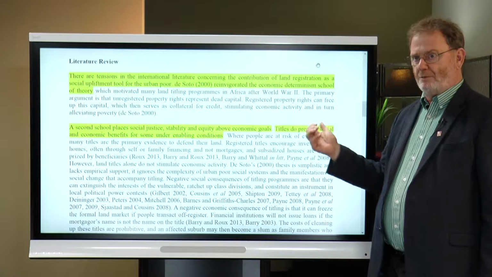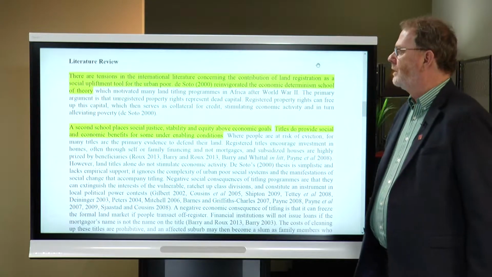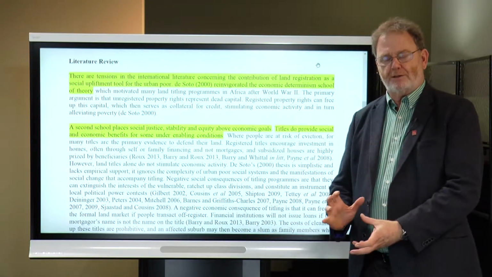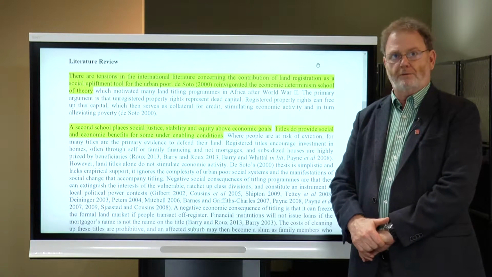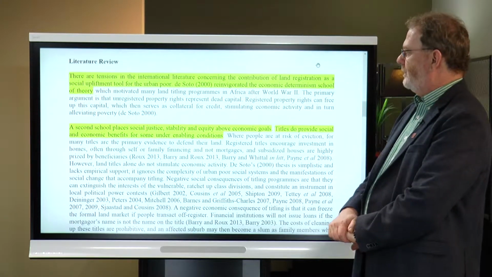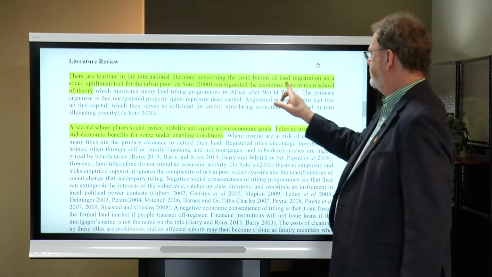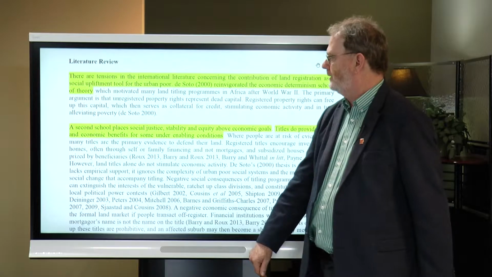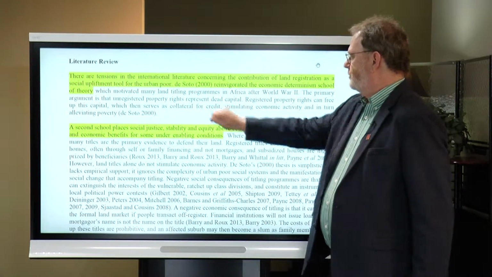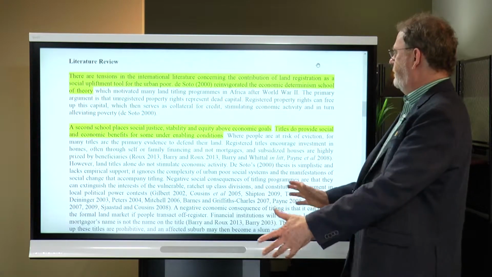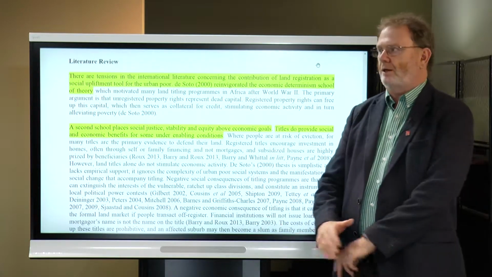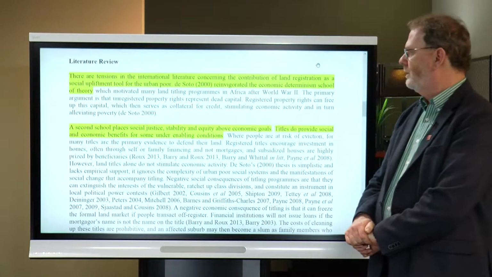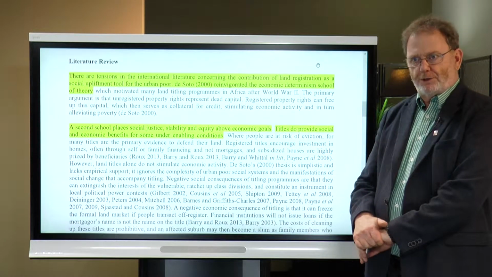Then we want to see what comes out of this, what's the meat to it. So the other thing we would like to see in a literature review are what are the different perspectives of this problem context that you're looking at. So what I've written here, there are tensions in the international literature concerning the contribution of land registration as a social upliftment tool for the poor. I go into the first school. De Soto reinvigorated the economic determinism school. Okay, that's one particular theoretical perspective, and we can describe the people who subscribe to that particular theory.